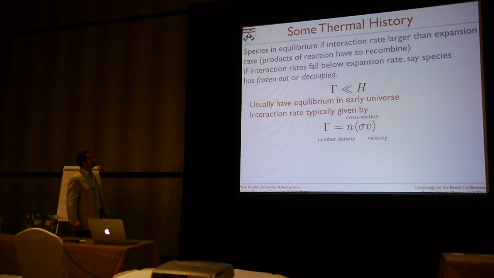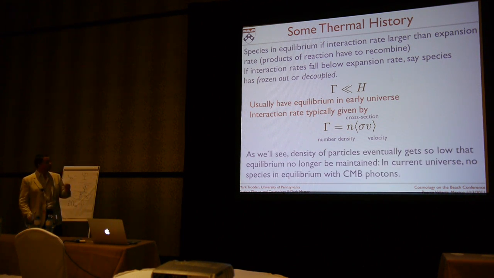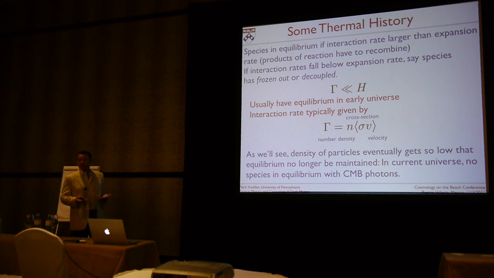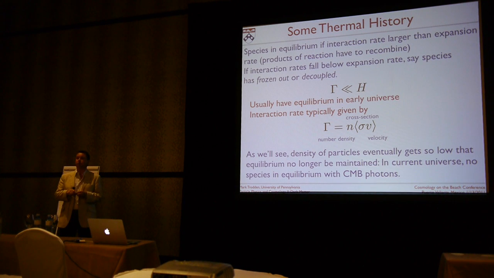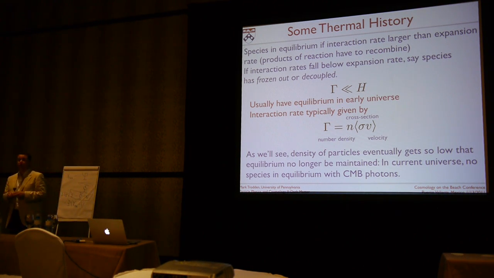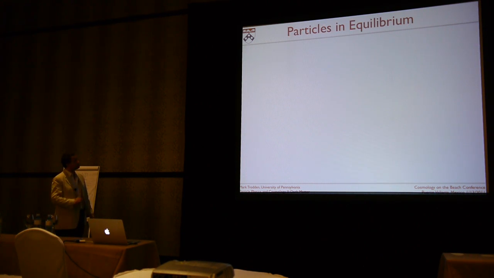So here's the description of what's going on. But as we'll see in a moment, as the universe evolves, the density of particles lowers because the universe is expanding. And it gets so low that equilibrium can no longer be maintained. And in fact, in the current universe, the temperature is so low that really no species are in equilibrium with the background thermal particles in the universe, which is the microwave background photons. Everything has fallen out of equilibrium.